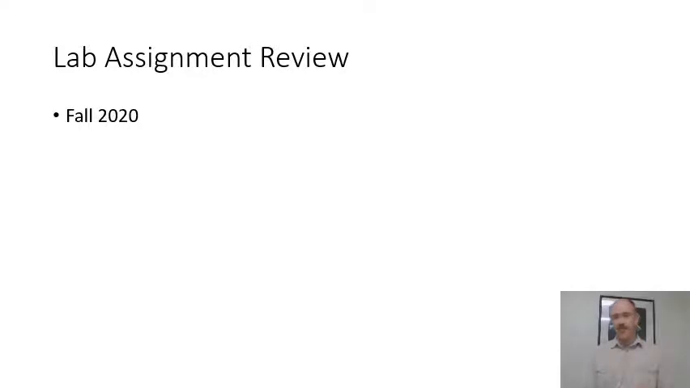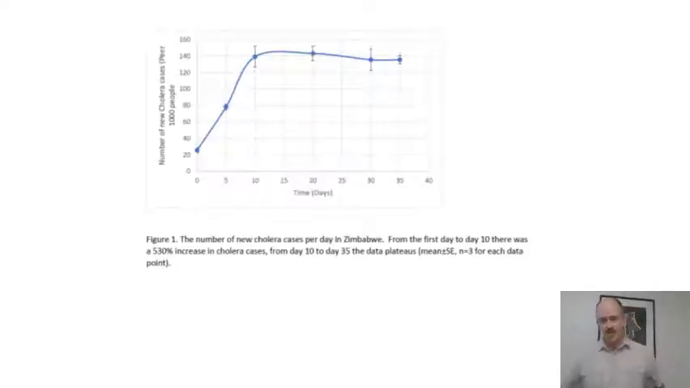Now, one of the first figures we did was a cholera figure. Here's an example of the cholera figure. We have time in days on the x-axis. That's our independent variable. We have the number of new cholera cases per 1,000 people on the y-axis. And then we have the data plotted. So remember, these are averages. And we have standard error bars on there.